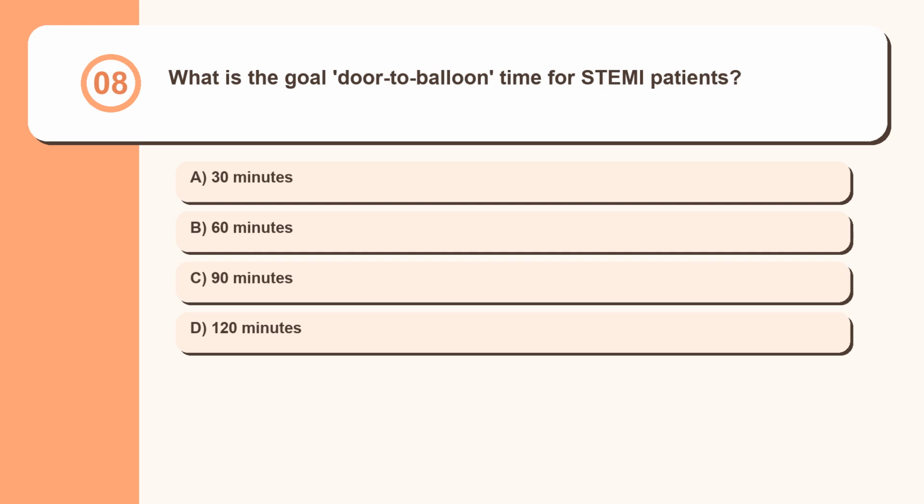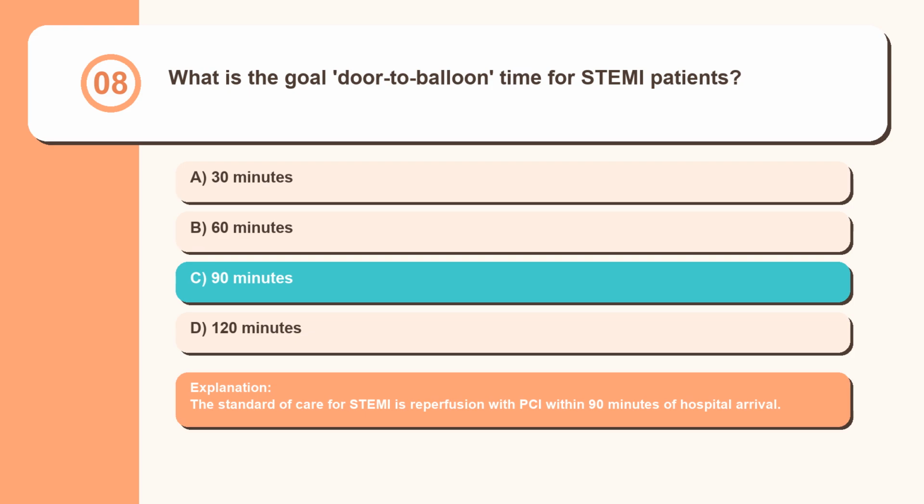Question 8. What is the goal door-to-balloon time for STEMI patients? 30 minutes, 60 minutes, 90 minutes, 120 minutes. The standard of care for STEMI is reperfusion with PCI within 90 minutes of hospital arrival.